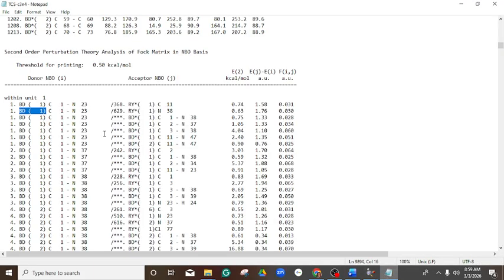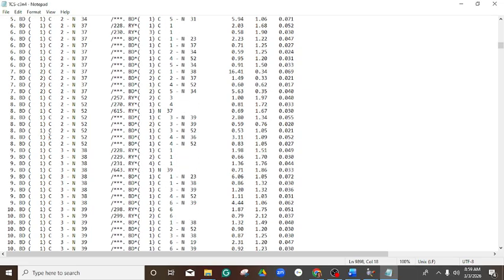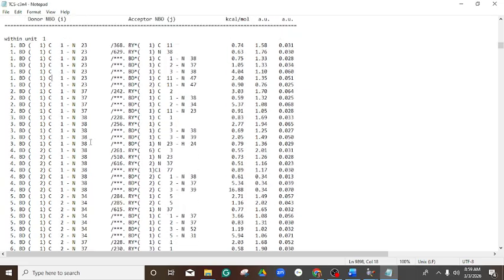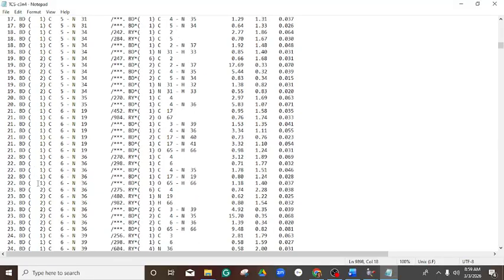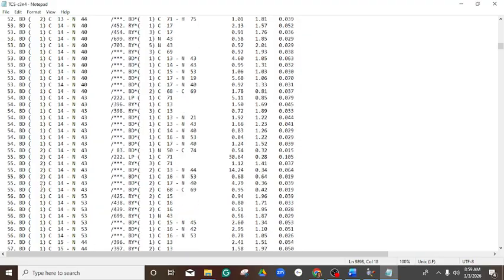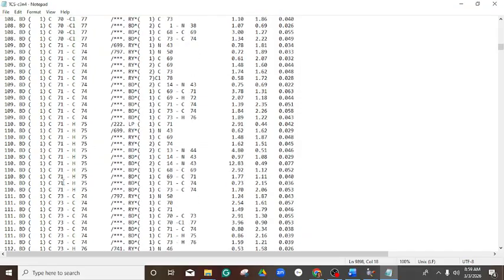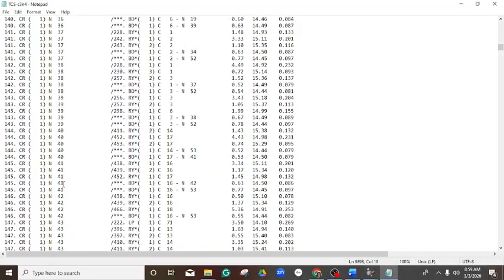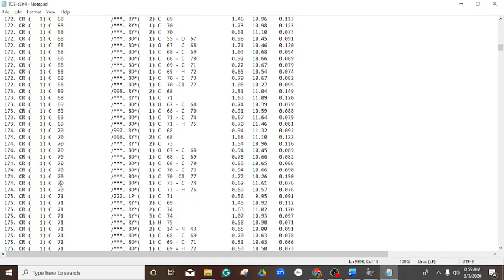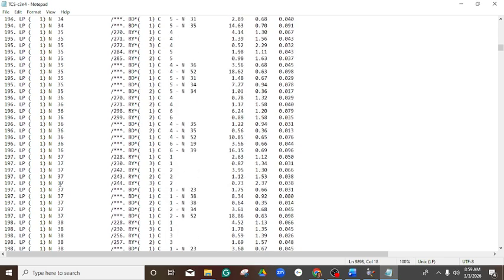So let's go back to our note file. On our note file now, we're going to start checking. So we have carbon 1, nitrogen 23. Now you're going to see a label at the top within unit 1. So what the NBO calculation does is, if I scroll down for a very long time, I'm going to see from unit 1 to unit 2. I think I should scroll so you can see it. Going to be scrolling for hours depending on the complexity of your compounds. You would scroll for a very, very long time.